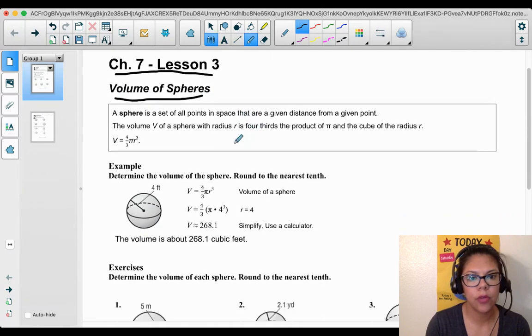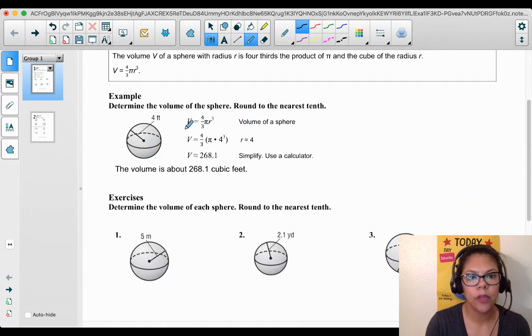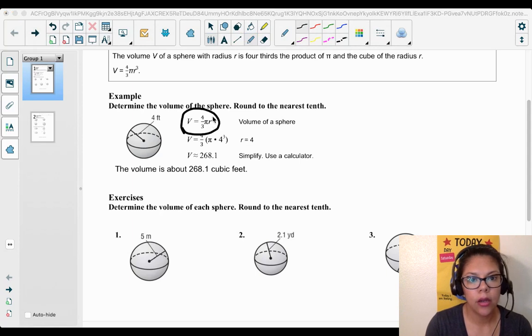Okay, so very important for volume of spheres, we do need this formula: 4/3 pi r to the third power.